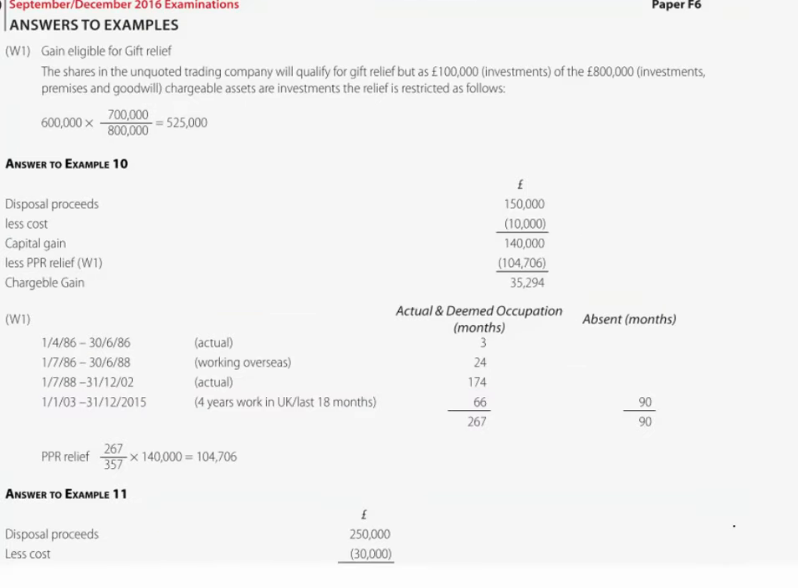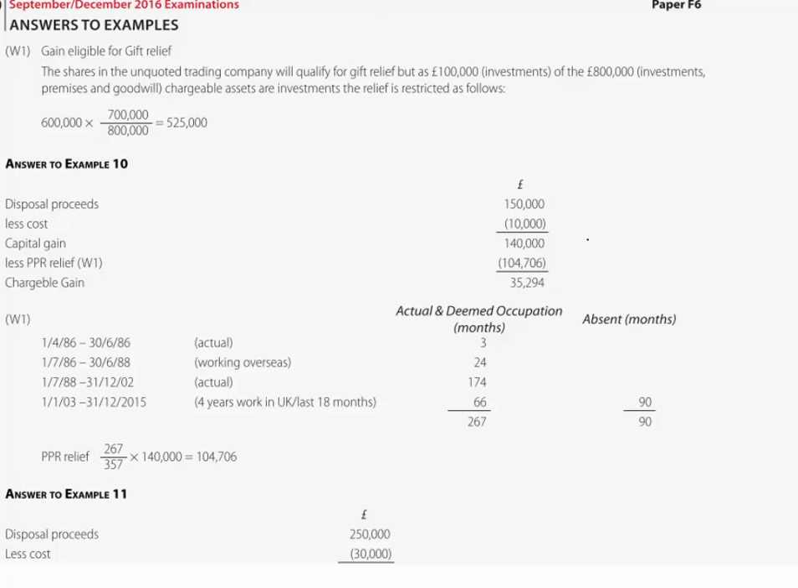Okay, let's see what we should get therefore and how to lay out our answer to example 10. If you haven't yet done it, again pause it rapidly, don't look at the answer in front of you, and try and work out the various periods there, as we said, of occupation, be it actual and deemed, and therefore what would not classify as occupation and give rise to chargeability. Okay, assuming now you've done your calculations, let's see what we've got.